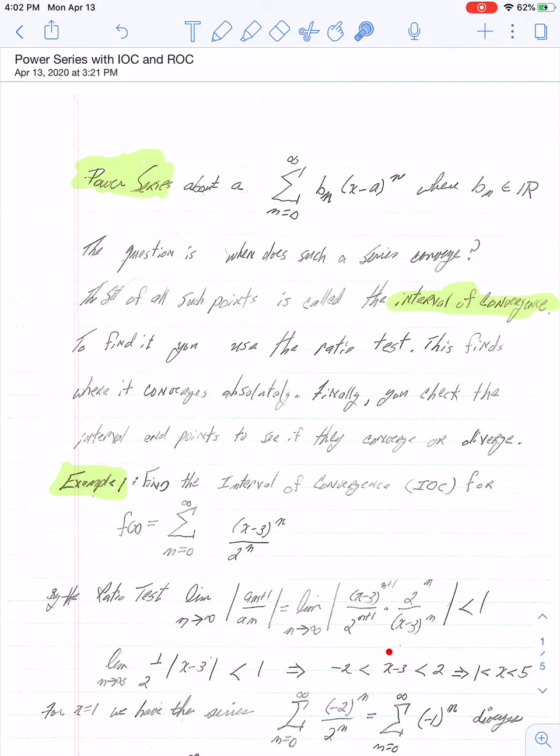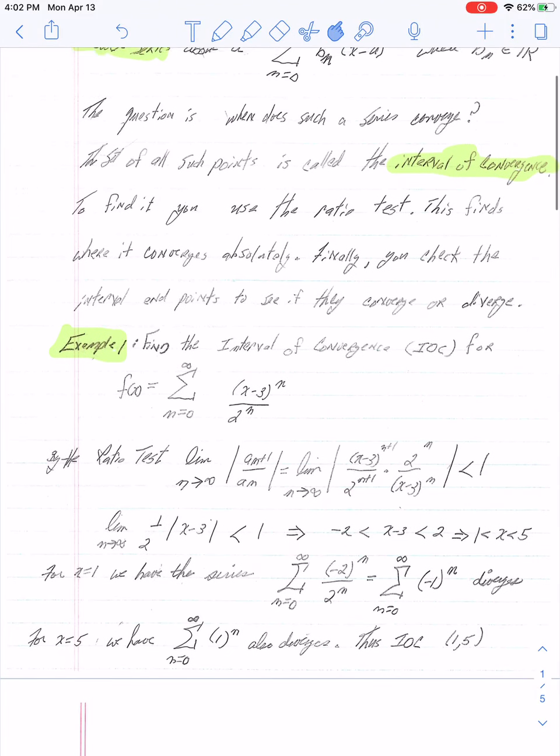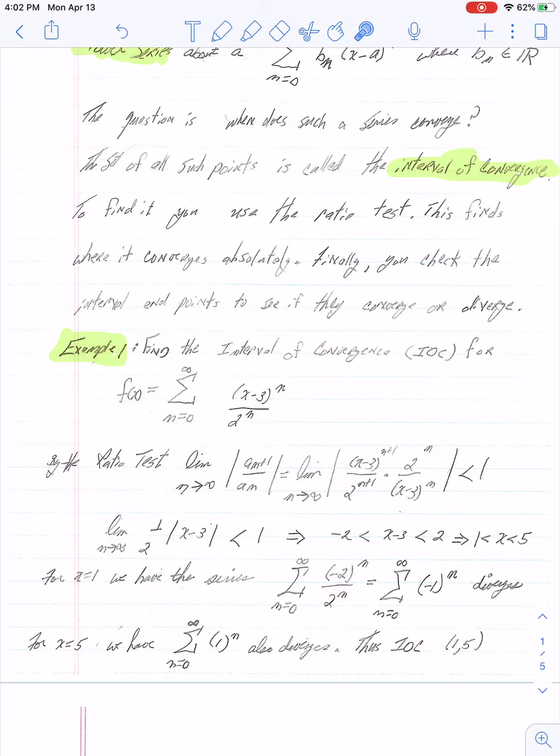So that says x minus 3 is between 2 and minus 2. Now if I add 3 to everything, I get x is between 1 and 5. That's almost my interval of convergence. Now I have to check what happens at 1, and I have to check what happens at 5. If my series diverges at 1, then I do not include it in my interval of convergence. If my series converges, then I do include it. That's simple.